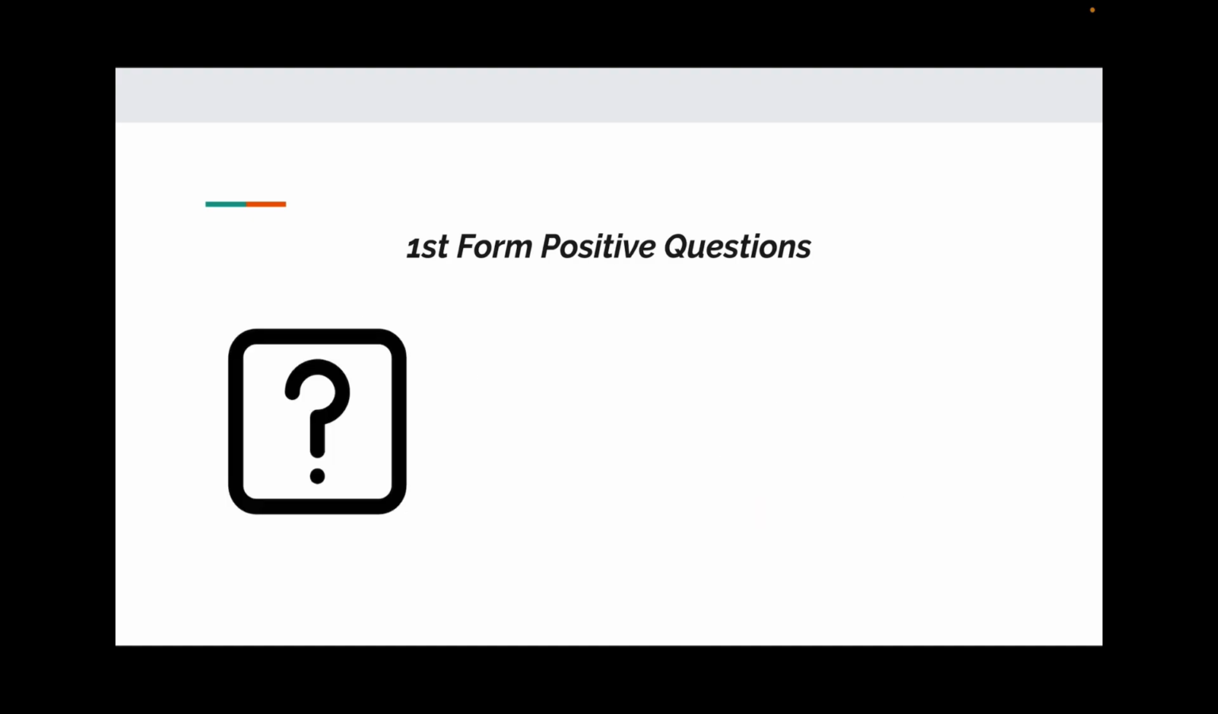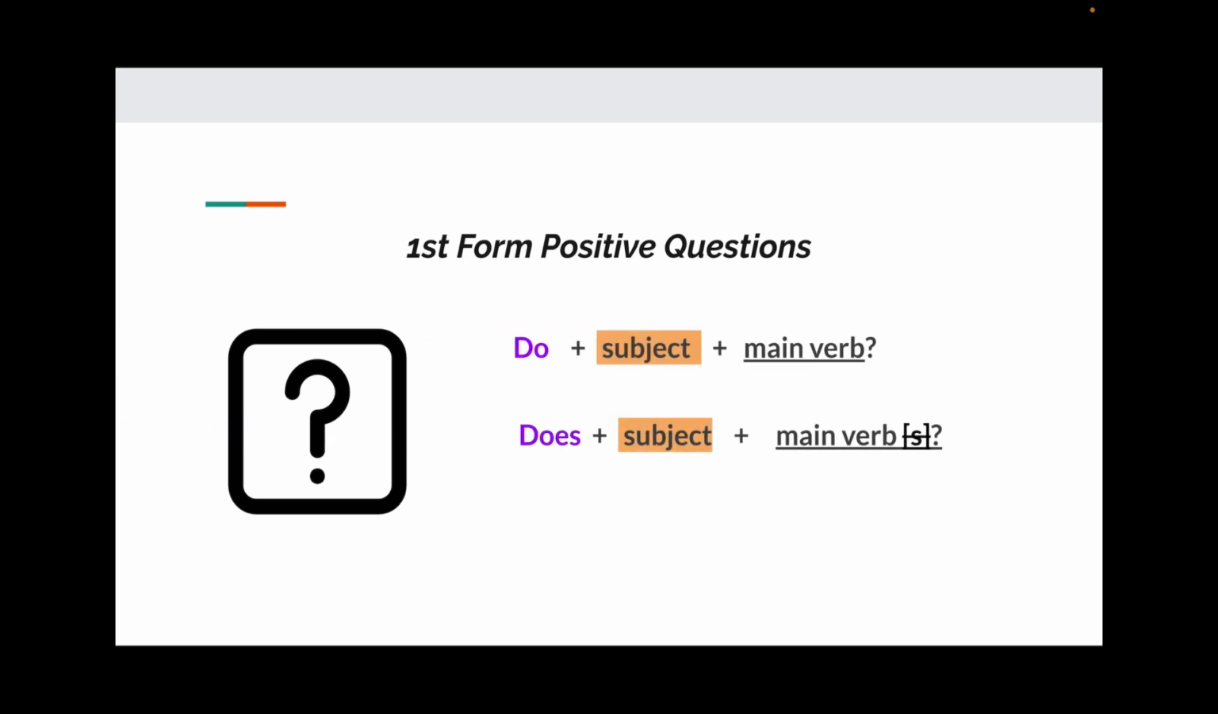And so here we have some awesome examples of first form positive questions. We have do or does plus the subject, which is either a noun or a pronoun. And then at the end, we have our main verb. And so I want you to keep in mind that when you're working with does or third person singular pronouns like he, she, or it, the main verb in that question has to drop the S, ES, or IES ending.